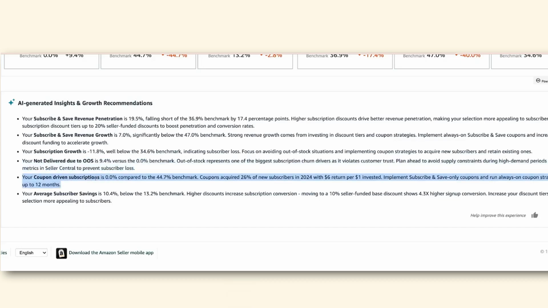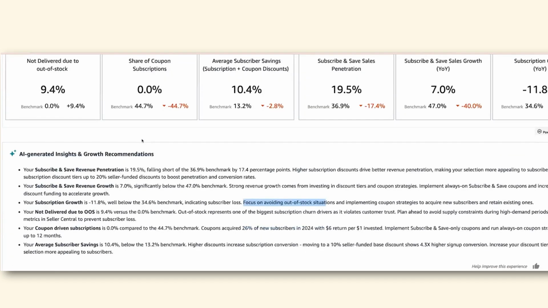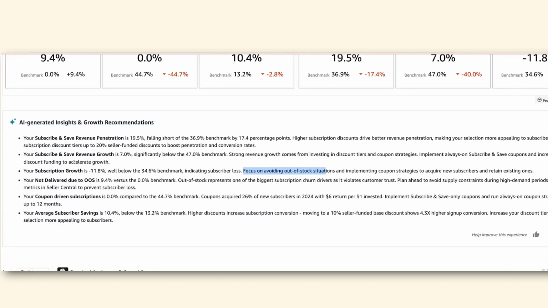To turn on coupons right now would be pretty stupid in my opinion. Telling us to give higher coupons, telling us not to be out of stock, we know that. Here, your subscription growth is 11.8% below this percentage, indicating a subscriber loss. Yes, we know that. We lost some subscribers because of out of stock. And then they're telling us to focus on avoiding out of stock situations. You should not try to ignore any information, but you have to look at each thing and apply it to your business. Amazon's giving you the benchmarks and recommendations, but you still need to apply your judgment. So you have to look at it and use your judgment.